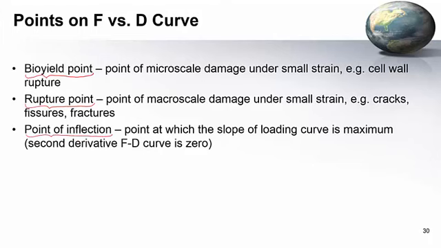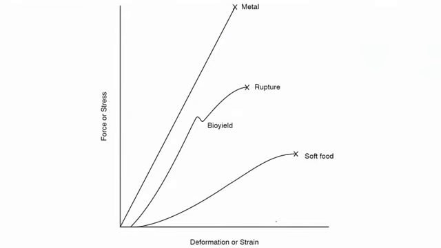So let me try to show you the graph first, and then we will come back to this slide to read the definition. So you have a stress or the strain or the force or the deformation curve. This is an ideal solid, like a metal. So it goes all the way up and comes back, right? So that's the elastic limit, perfect. So these are biological materials, right?